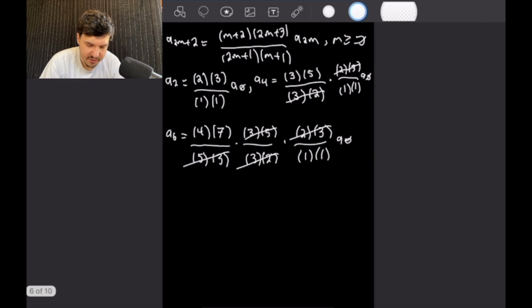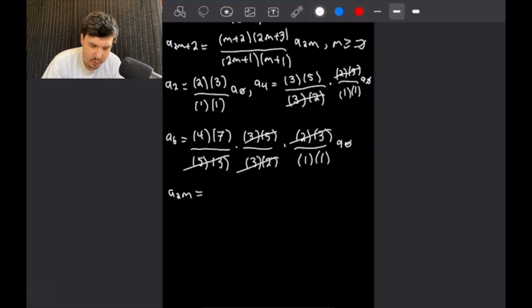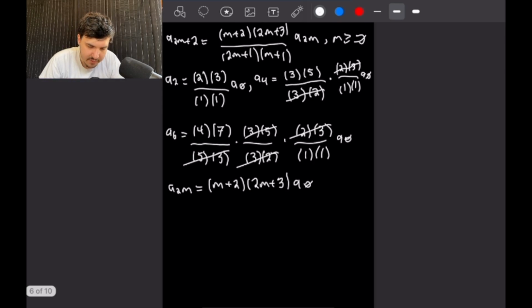So we can write out the general formula for our even numbers now. So we will have that a sub 2m is equal to just the numerator of our fraction from the newest term, which is represented by m plus 2 times 2m plus 3, and that will be times our a sub 0, which is carried from each term. Great. So now that we have our evens, let's go ahead and calculate our odds.